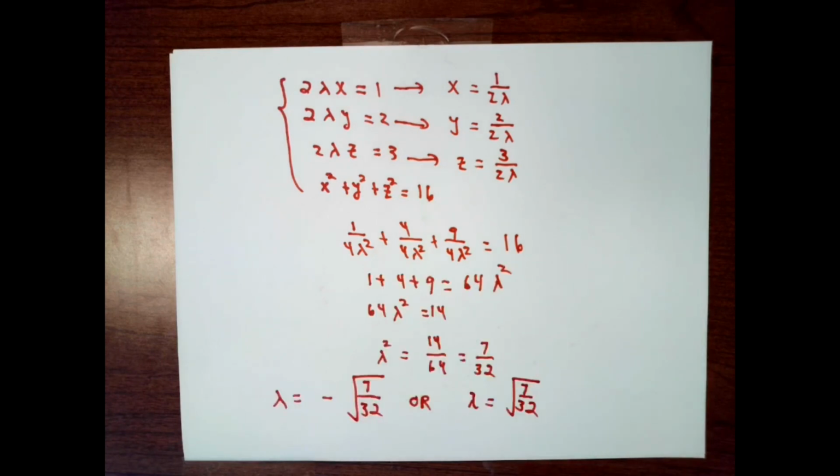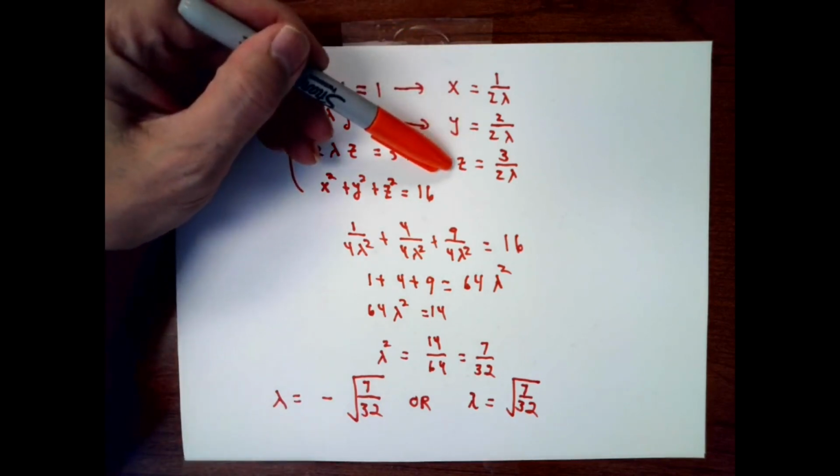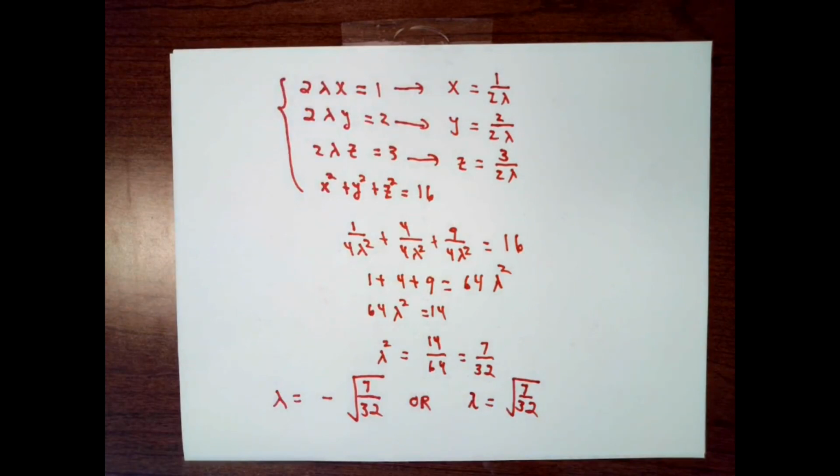After doing the algebra, it develops that lambda could either be the negative of radical 7 over 32 or radical 7 over 32. There are no other possible values for lambda. For each of these two choices of lambda, we can calculate x, y, and z, and have our candidates for constrained maximums and minimums.